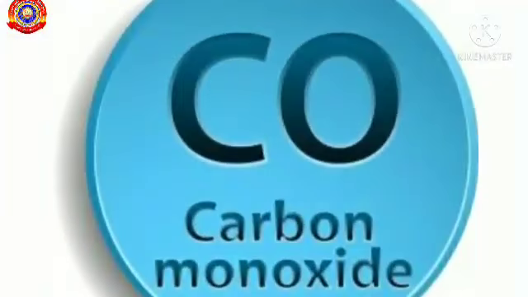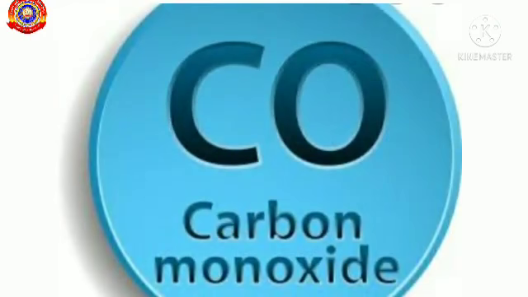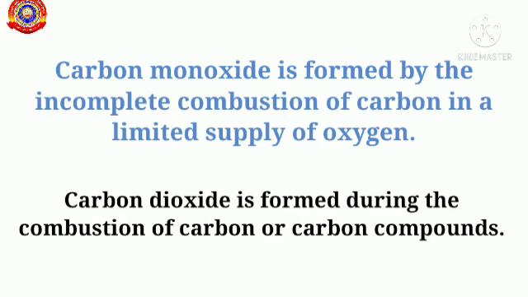Now shall we learn about the compound carbon monoxide? Well, carbon monoxide is a colorless, odorless gas having density less than air. Its formula is CO. Carbon monoxide is formed by the incomplete combustion of carbon. Don't you remember how carbon dioxide is formed? Yes, carbon dioxide is formed by the combustion of carbon and carbon compounds. But carbon monoxide is formed by the incomplete combustion of carbon or carbon compounds.